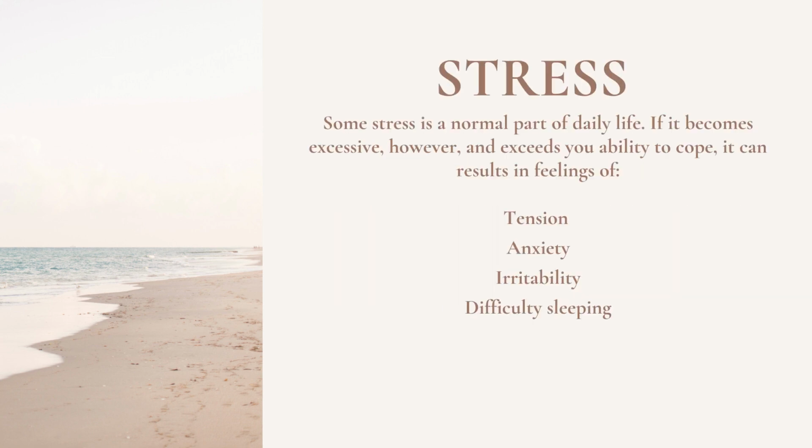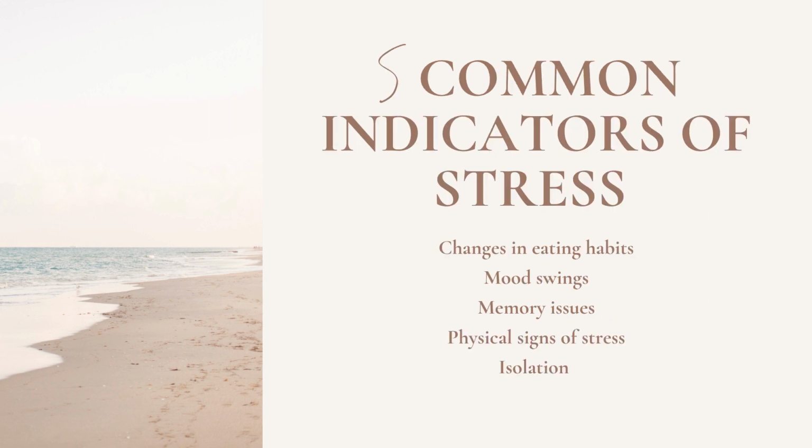The most common barrier to peace for most individuals is stress. Stress is a normal part of daily life, but if it becomes excessive and exceeds your ability to cope, it can result in feelings of tension, anxiety, irritability, and difficulty sleeping. Five common indicators of stress include changes in eating habits, mood swings, memory issues, physical signs of stress, and isolation.